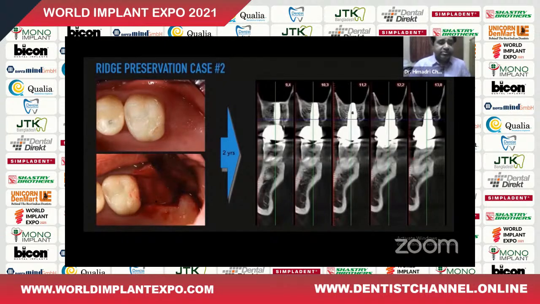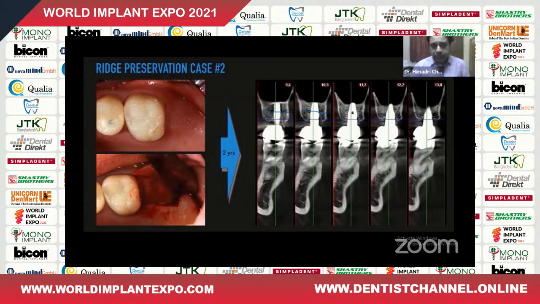So after 2 years, you can see how much bone is still there. Very nice bone volume. And you can see from the CBCT after placement of the implant and loading it how much bone we have across. You can see so much bone volume that has been there. If we would not have done this, we would have collapsed. Probably we would have seen 6-7 millimeters of bone. So we could maintain the bone very well.